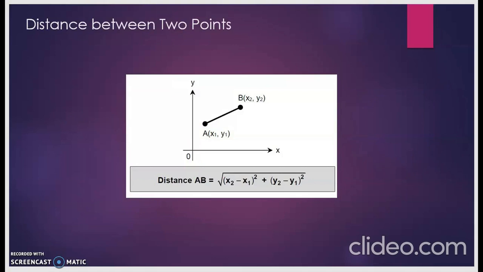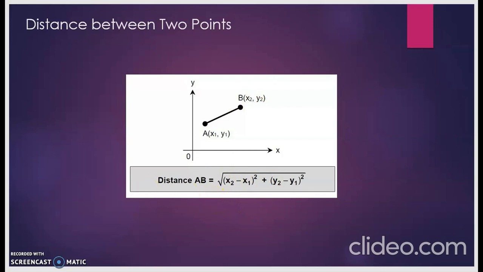So let's start with the distance between 2 points. Let's say we have 2 points, point A and point B. If you want to find the distance between point A and point B, this is the formula that we're going to use. Distance of AB is the square root of x2 minus x1 squared plus y2 minus y1 squared. Or you can use x1 minus x2 squared plus y1 minus y2 squared. Normally we will label the points and then use this formula to find the distance.